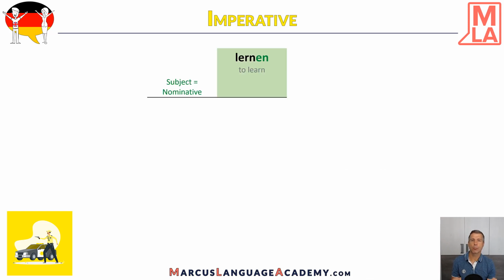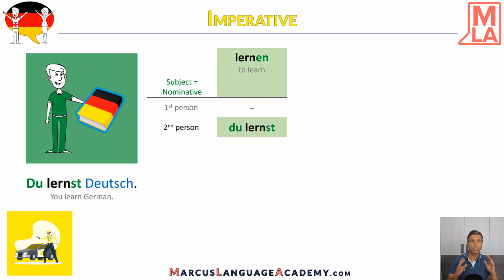Let's take a regular verb like lernen. In first person, actually there is no imperative because I cannot give orders to myself, I just do it, so there is no first person imperative. Okay. In second person, yes. So normally in present tense we would say du lernst. For example, du lernst Deutsch. We see here the green background color, it's still the present tense, it's a regular verb. The subject is also green, du, and in accusative we have Deutsch because it's a direct object.